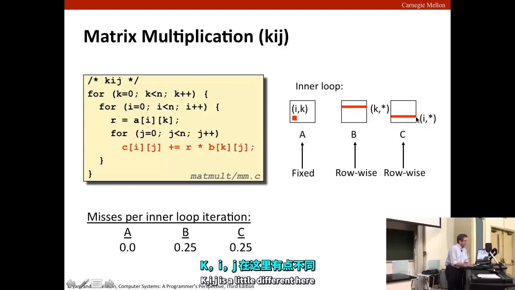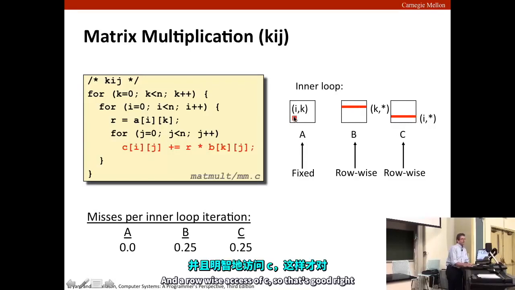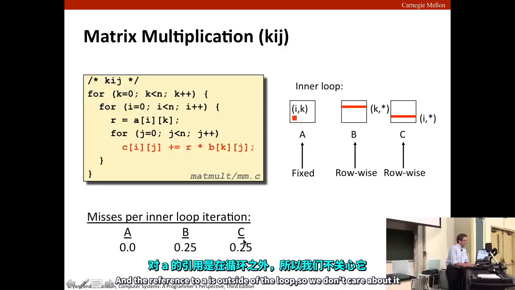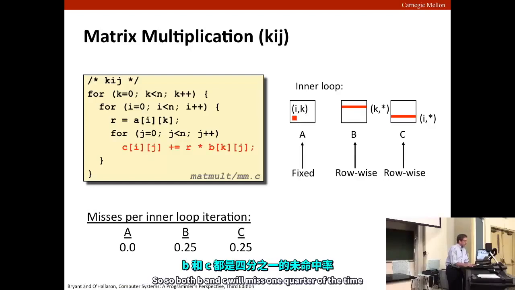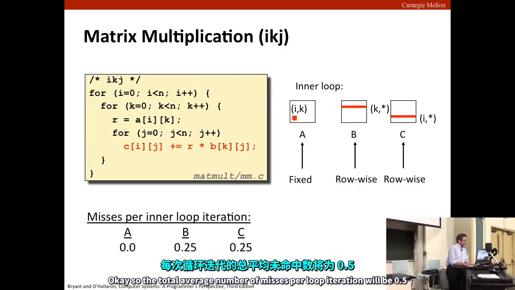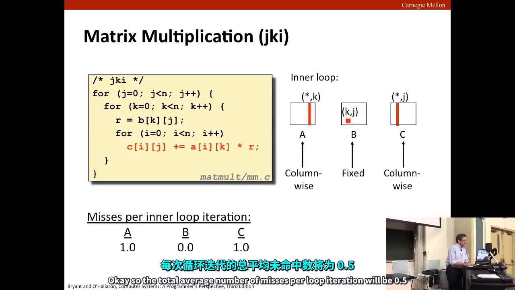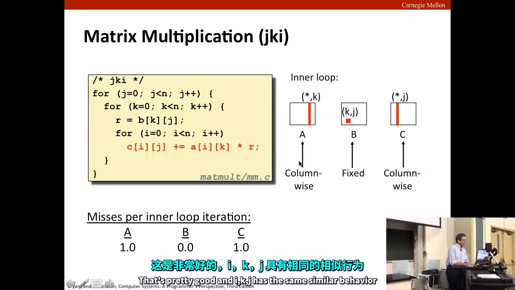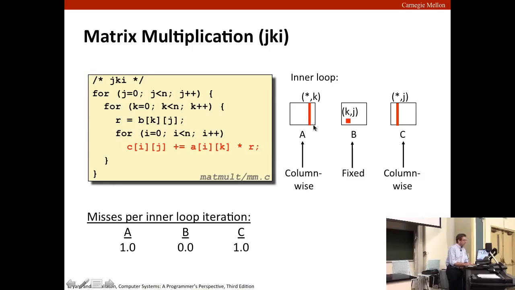KIJ is a little different. Here, we're doing row-wise access of B and row-wise access of C. So that's good, right? Now we've got stride 1 accesses on both B and C, and the reference to A is outside of the loop, so we don't care about it. Both B and C will miss 1/4 of the time. So the total average number of misses per loop iteration will be 0.5. That's pretty good. And IKJ has similar behavior.